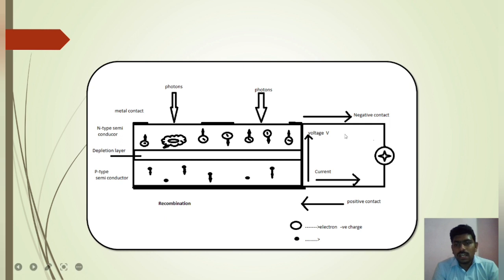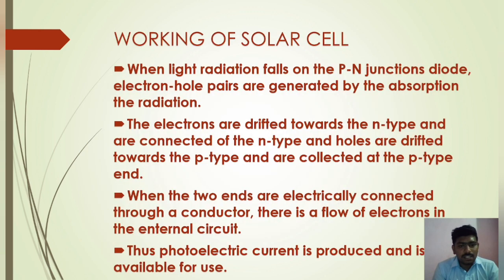So this is the electrical circuit. Whenever we connect an electrical circuit, there is definitely a generation of electricity. When the two ends are electrically connected by a conductor, there is a flow of electrons in the external circuit. Thus this current is available for use.